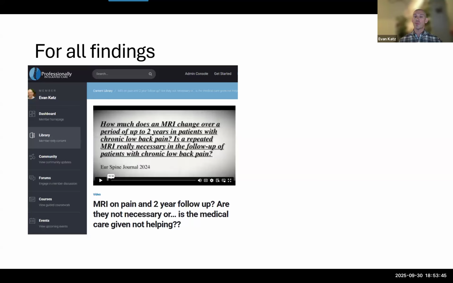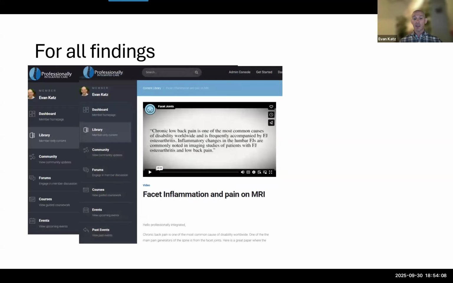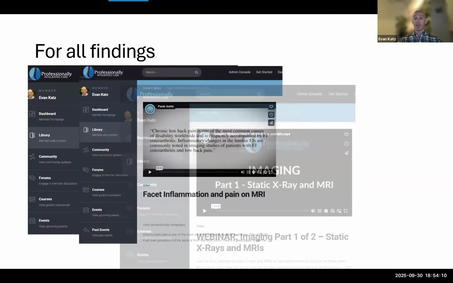So how does that change your treatment, what does that mean? Why is that important? So for all these findings, when you're sending out for an image, just make sure you take the 30 seconds that it could take using my site to be like, all right, here's causation, here's neurovascular issues, here's how it could become chronic, here's how it can relate to joint issues, and boom, it's on there, right? Same thing, facet inflammation and pain on MRI.